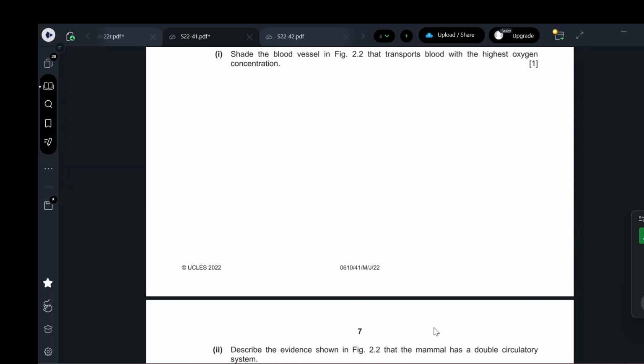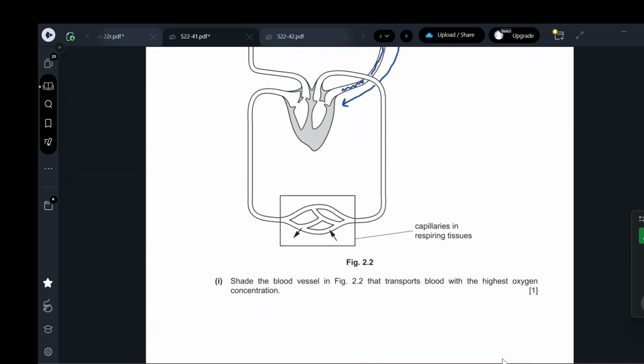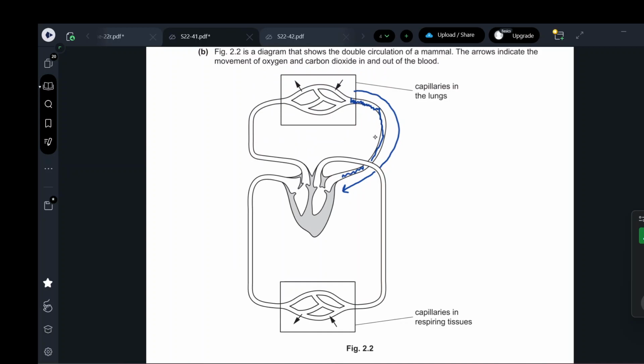Describe the evidence that shows that the mammal has a double circulatory system. Why did I say that mammals have a double circulatory system? The first reason is to say what double circulation is: the blood enters and leaves the heart twice in each complete circulation, from the right side and from the left side. This means that the heart is divided into two sections. It acts as a double pump, pumping from both sides.